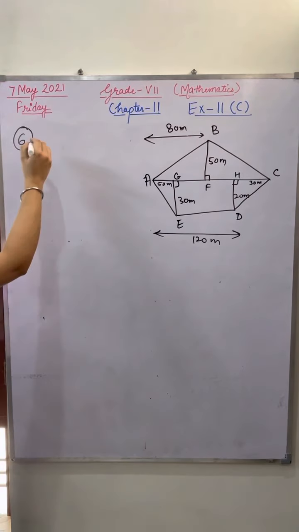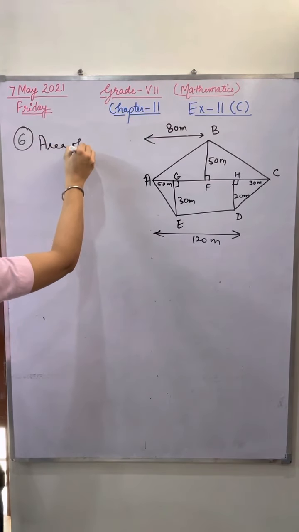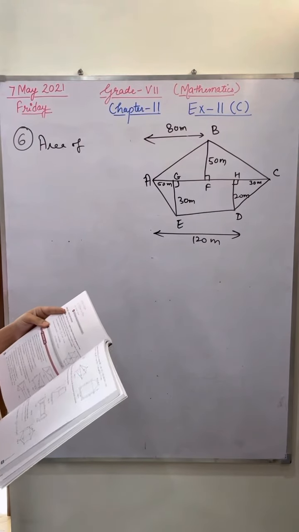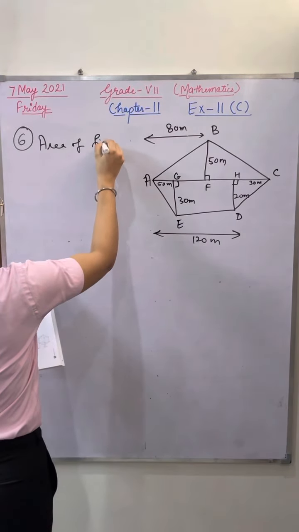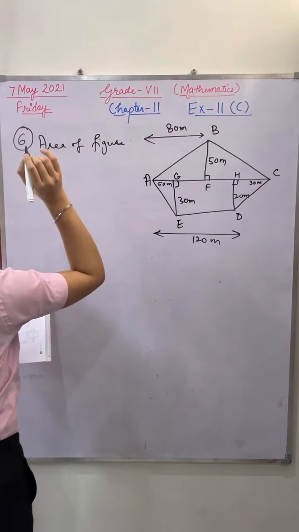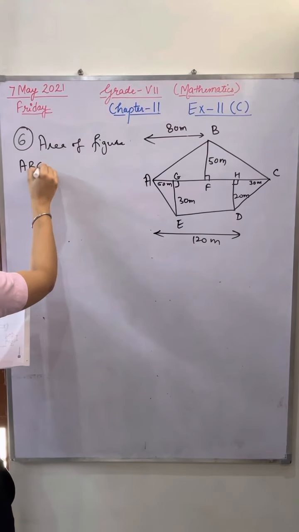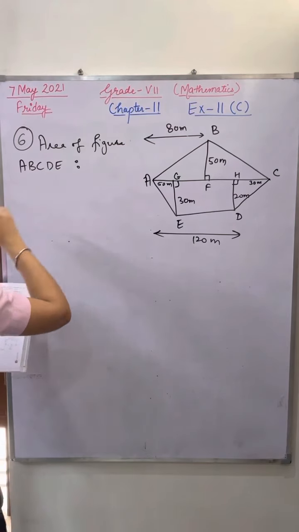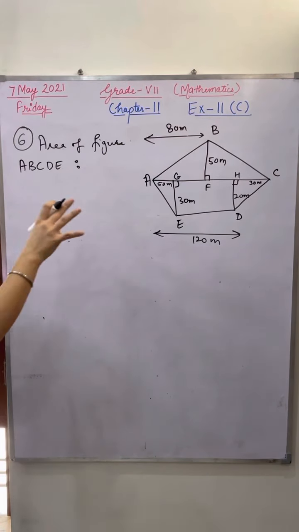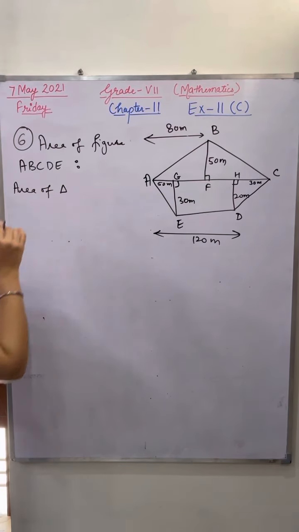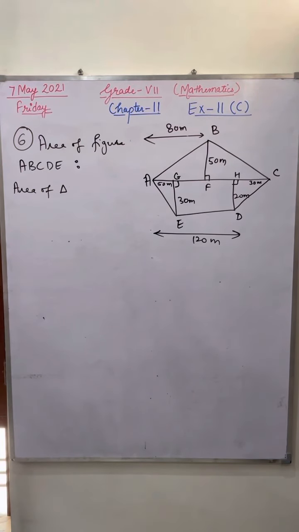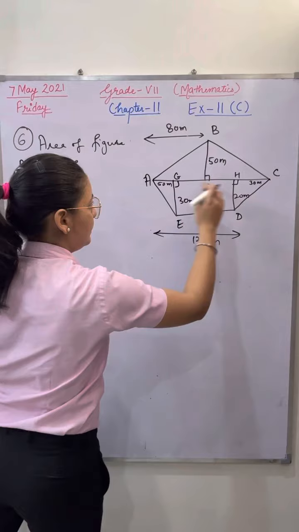I'm writing here, you have to take out area of the pentagon, that is ABCDE. You can write area of figure also or area of the pentagon. So I can split this complete figure in area of first triangle I'm having, that is triangle ABC. Am I right? This triangle I'm having, ABC.